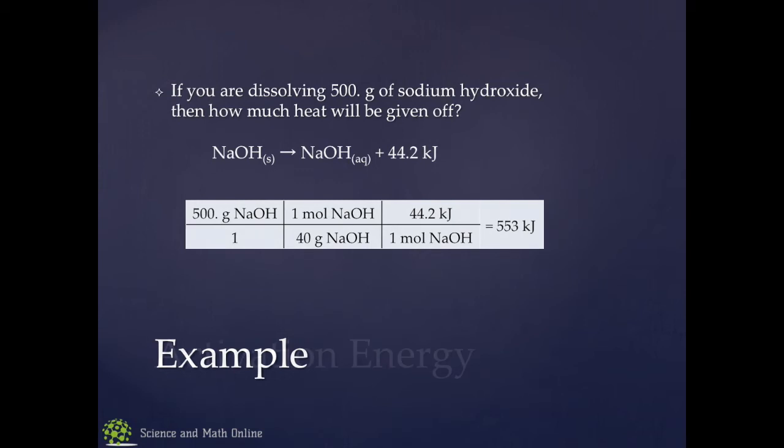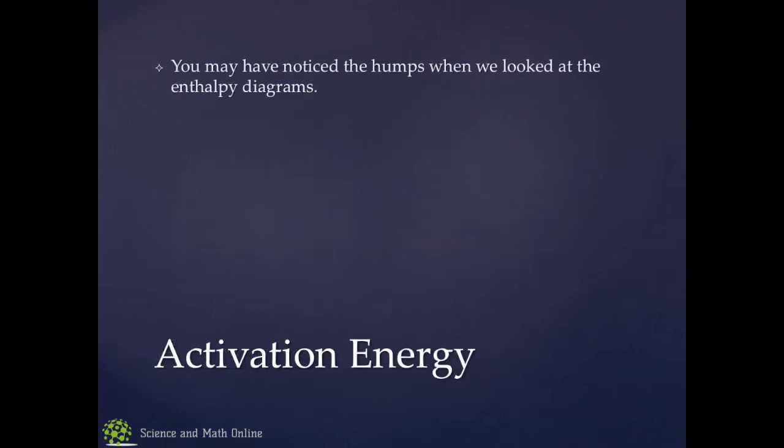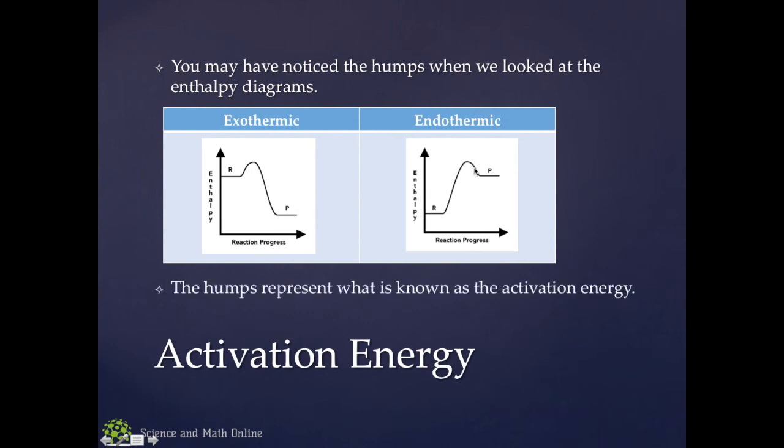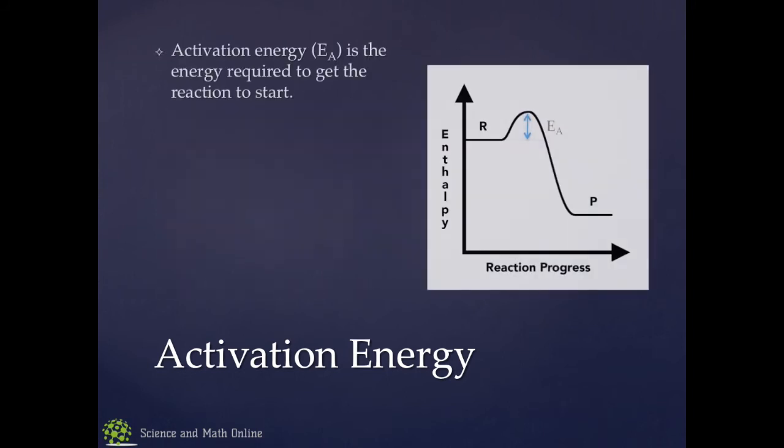All right, when we were looking at the diagrams, you may have noticed something. You may have noticed these little humps. We've got a hump here and a hump here. The hump is what's called the activation energy. It is energy that has to be added to the system above and beyond to make the reaction occur. So we'll get an idea of what that looks like as we go along here.